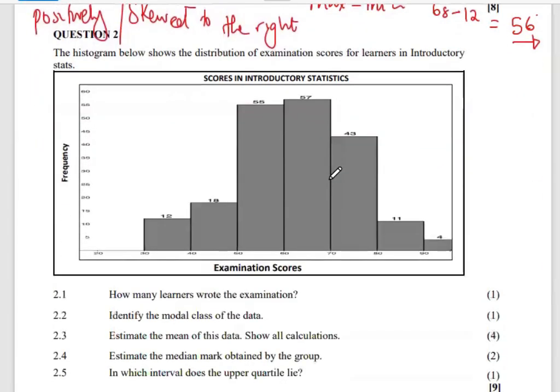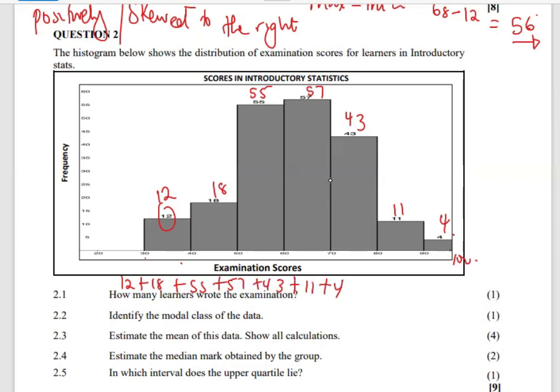Then question number 2: the histogram below shows the distribution of examination scores for learners in the introductory stats. Between 30 and 40 is just 12, then 18, 55, 57, 43, 11, as well as 4. It goes up to 100. So how many learners wrote? We need to add up everything: 12 plus 18 plus 55 plus 57, 43, 11, and 4.